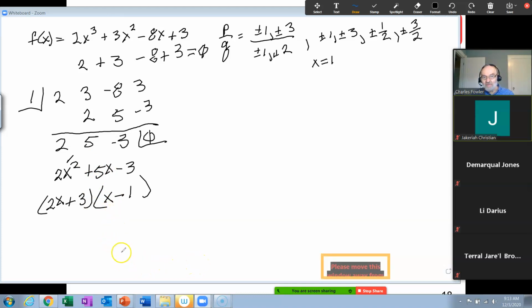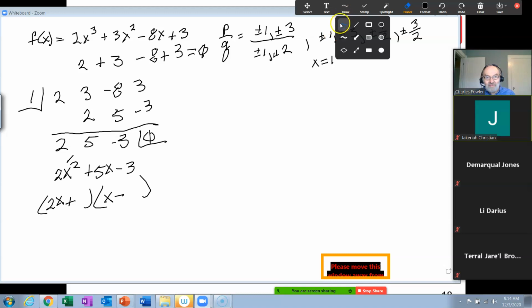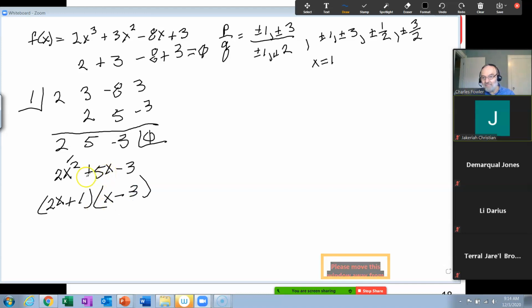Okay, so let me go up here, find my eraser, and there it goes, and we'll change and put the 1 there and the 3 there. Okay, now let's see what we got. 2x times x is 2x squared. That still works. This will be a minus 6x plus x would be a minus 5x.